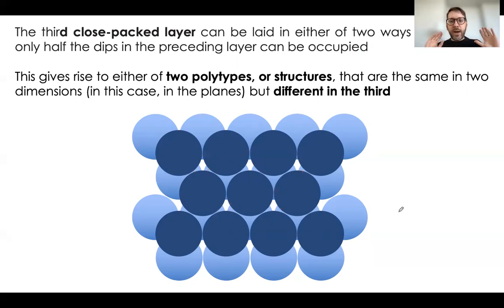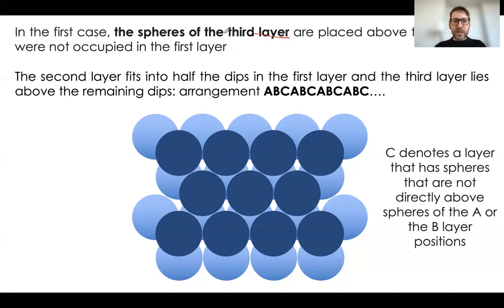Okay, so now if we add a third closed packed layer, we can put this third layer in 2 different ways, remembering here that only half of the dips are occupied. So we can put the third layer in two ways, and this gives rise to either one of 2 polytypes, or 2 structures that are the same in 2 dimensions, or in these 2 layers, but different in the third. So in the first scenario, we can put this third layer above the dips that were not occupied in the first layer.